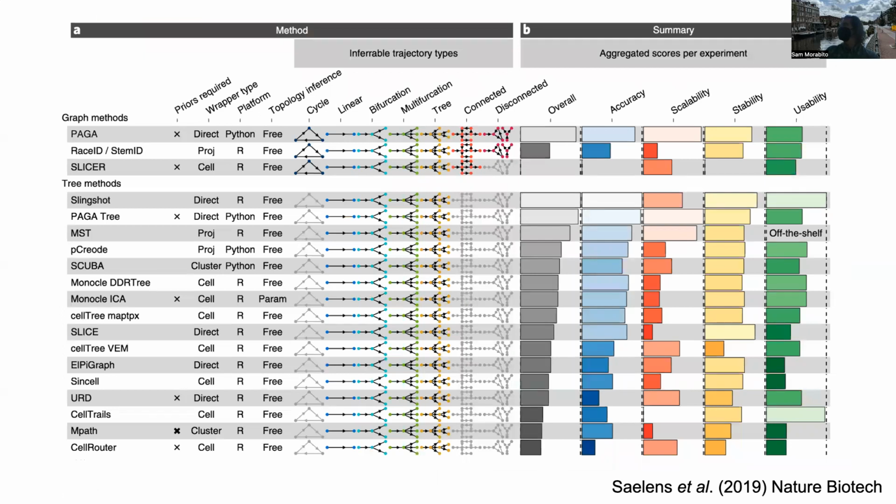So this is one of the main figures of this benchmarking paper, where it's scoring different methods. Each row in this table is a different method, and it tells you different information about it. So which kind of topology it's going to handle, and how good it did on the different benchmarks, the different tests, like accuracy, scalability, etc. One of the ones that scores pretty well on most things ends up being something called PAGA, and I'll talk a little bit about that later.